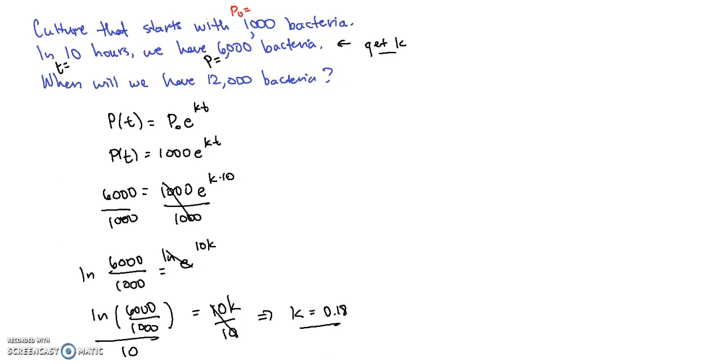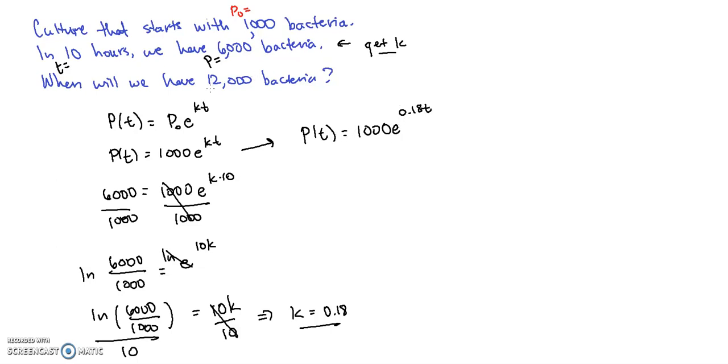Okay, so we got k. That's not our answer. That gives us now our formula. P of t is equal to 1,000 e to the 0.18t. Now we've got a formula. Now we can answer the question.